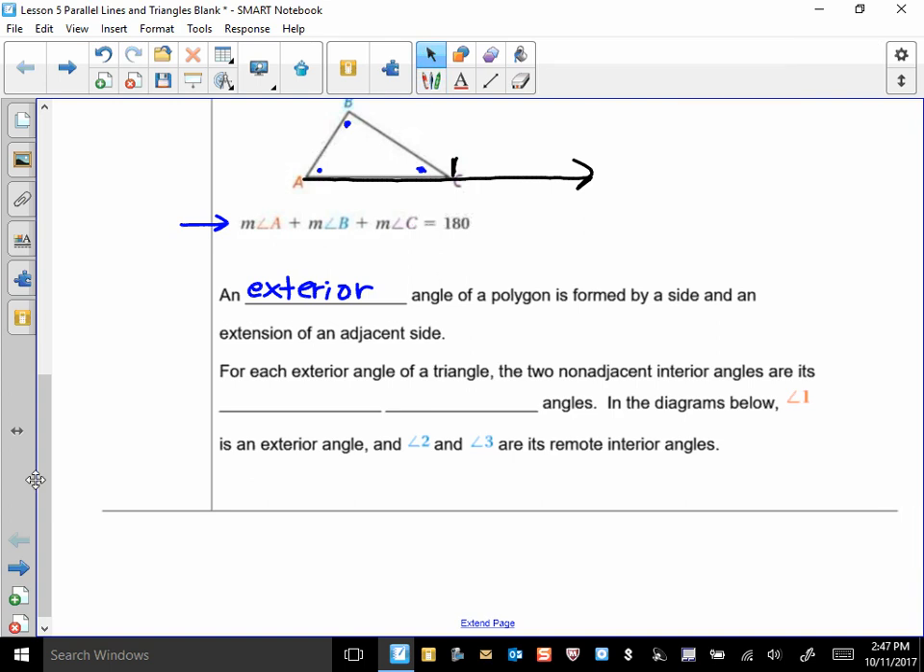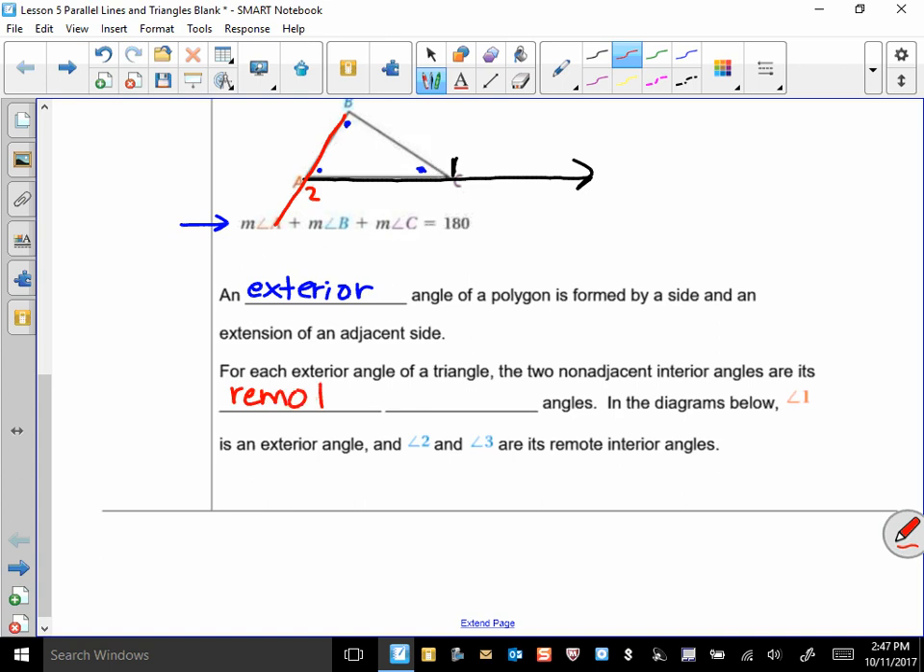Okay, I could do another one. If I extended side BA, this would be an exterior angle. So that's what we mean when we talk about an exterior angle. For each exterior angle of a triangle, the two non-adjacent interior angles are called its remote interior angles.